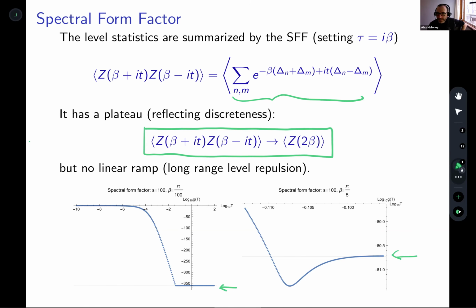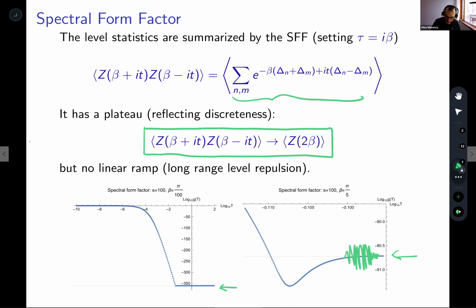So I find this very heartening, because what it means is that we have a theory of gravity that is smart enough to know about the discreteness of the spectrum, even though the spectrum itself is not discrete, in the sense that the density of states is not a sum of delta functions. Nevertheless, the correlation functions of the average density of states have the expected properties that one would expect for a theory with a discrete spectrum. Now, in an actual theory with a discrete spectrum, this plateau would be something that arises on average.